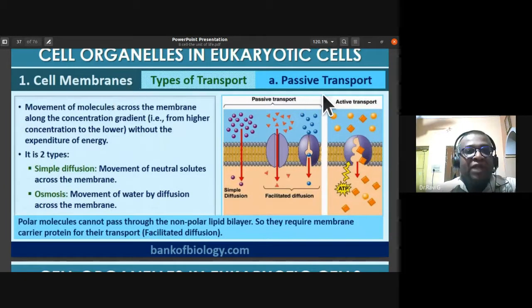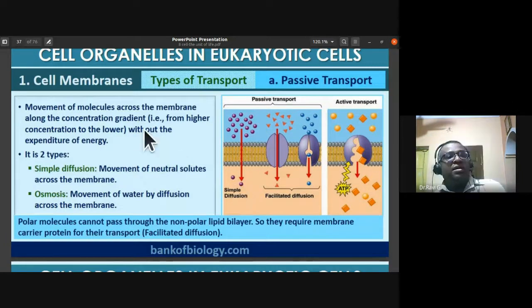So the types of transport, passive transport. The movement of molecules across the membrane along the concentration gradient, that is from higher concentration to the lower concentration without the expenditure of energy, we call it as passive transport.